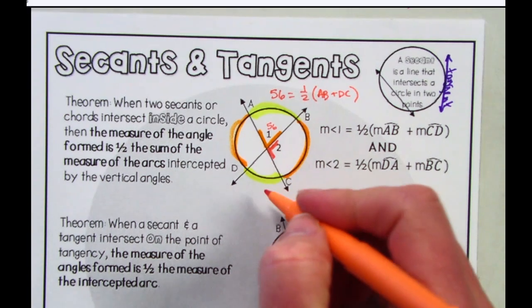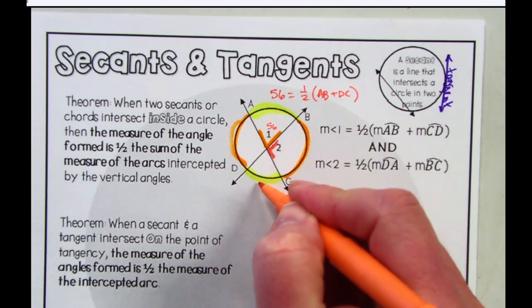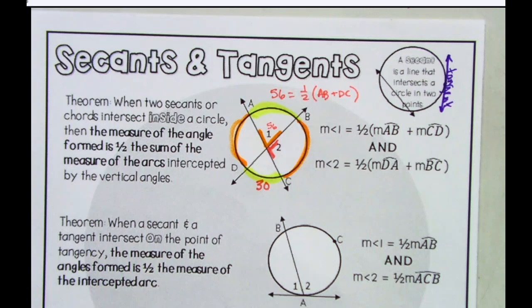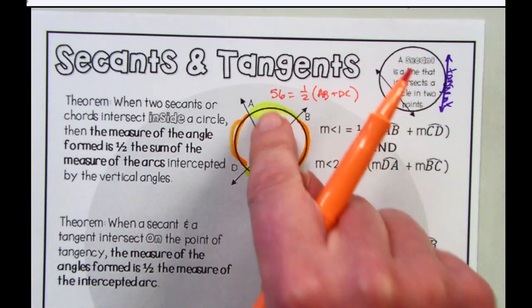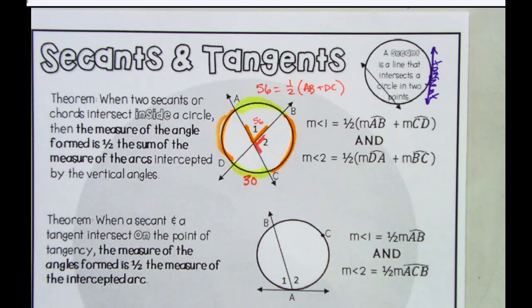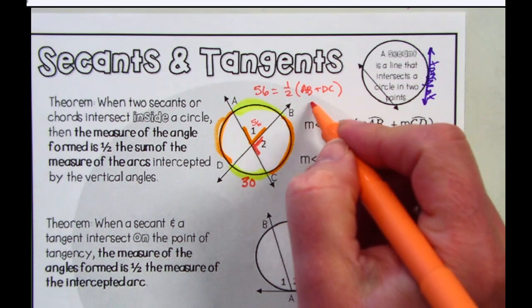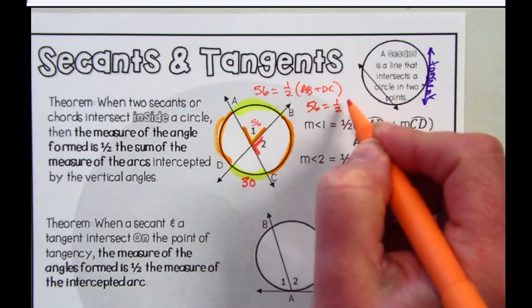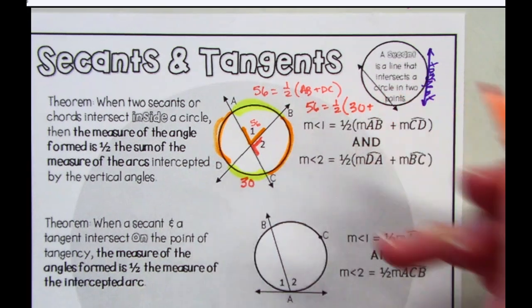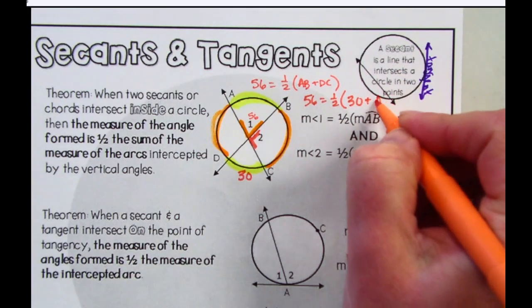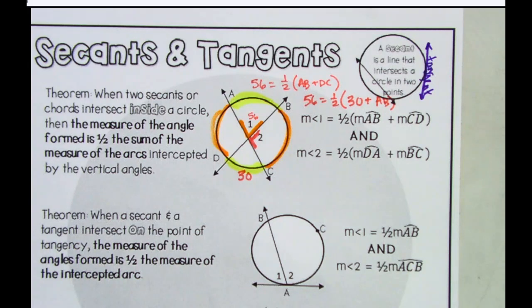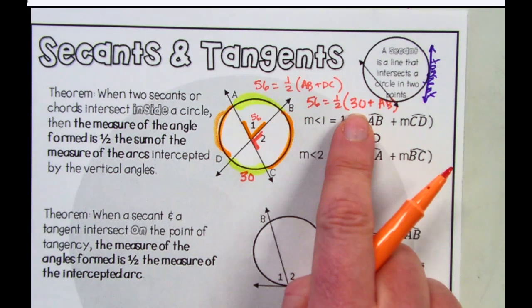So if I told you that this arc was, say, 30, could I solve for the missing arc? I could, right? I could say 56 is half of 30 plus AB. They didn't leave a whole lot of room for us to write that in there, but this is a good question to pursue, so we'll follow it through. How do I solve this? What am I going to get rid of first? Can I get rid of the half?